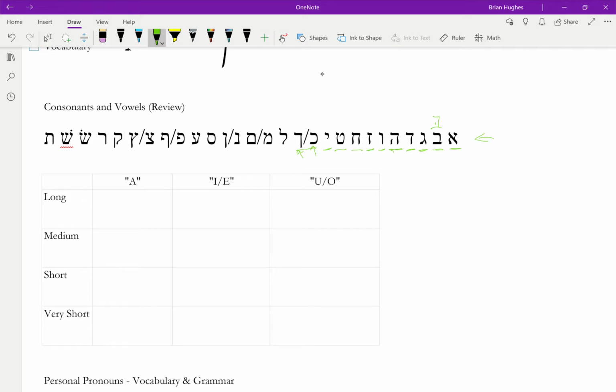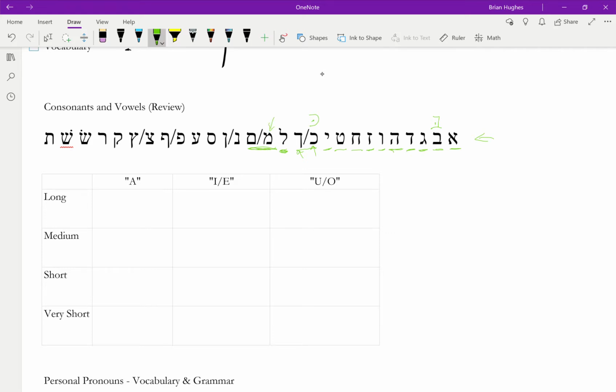And Chaf is a begad kefat letter, so it can either make a CH sound, or if it has a weak dagesh, a dagesh lene, it makes that harder K sound. And by the way, even if a begad kefat has the dagesh forte or strong dagesh, it still changes the pronunciation. So anytime you have a dagesh, you're at least changing the pronunciation of begad kefat. Lamed is L sound. Here's mem, making that M sound.